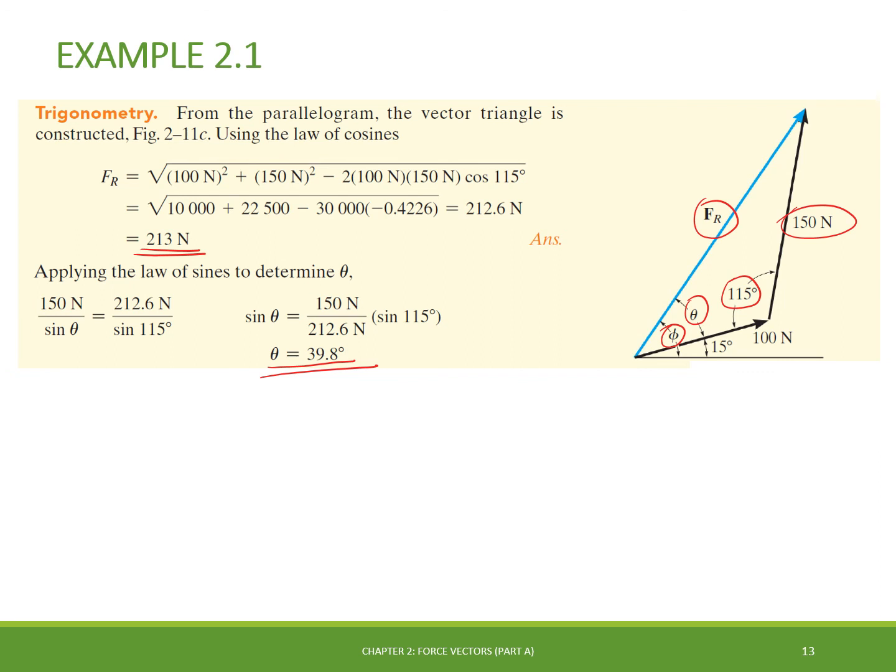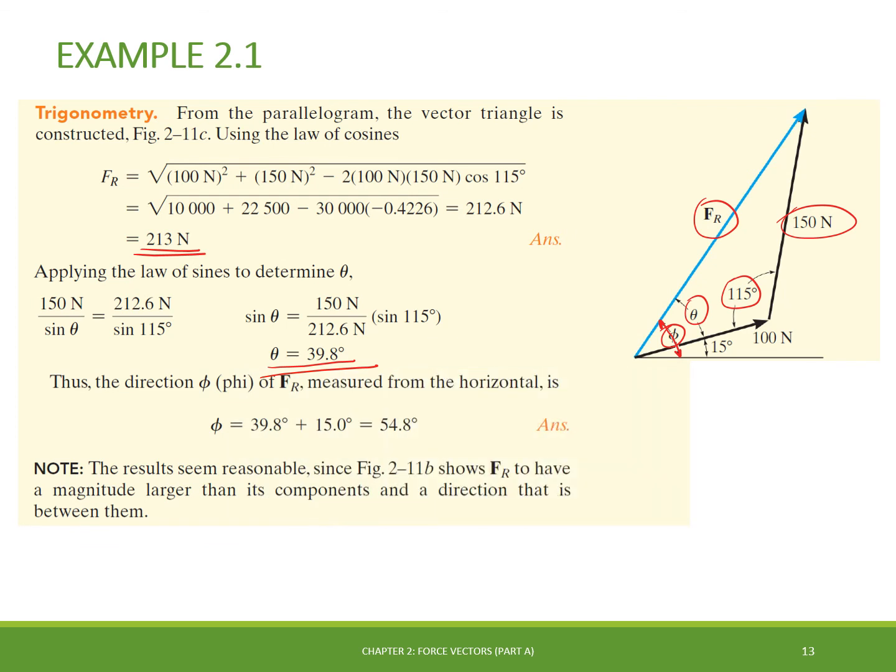However, a better way to characterize the direction of the resultant force is through its inclination from the horizontal axis, which is represented here by this angle phi. This angle is then calculated by simply adding 15 degrees to the angle theta, and the result is 54.8 degrees.